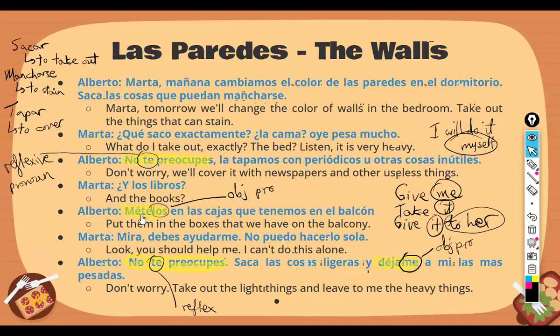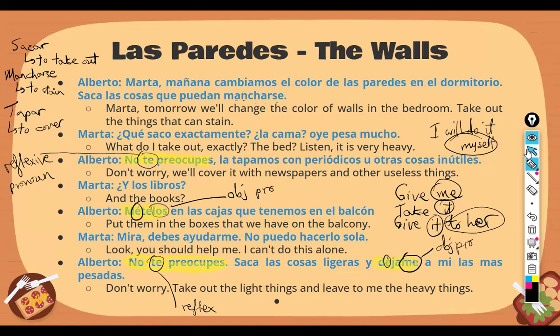So mételos, put them, déjame, leave for me the light things. It goes after the verb. And it's not just after the verb, but it's joined up to the verb. And then you have to put in this accent. You'll notice the accent to keep the stress where it's supposed to be. Mételos, déjame.